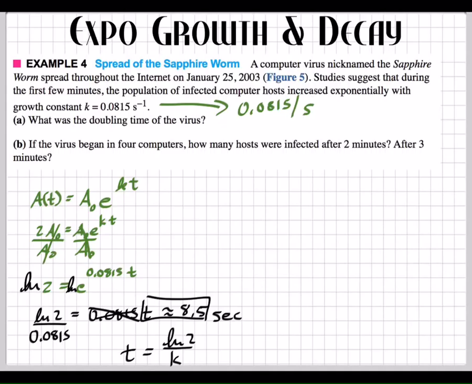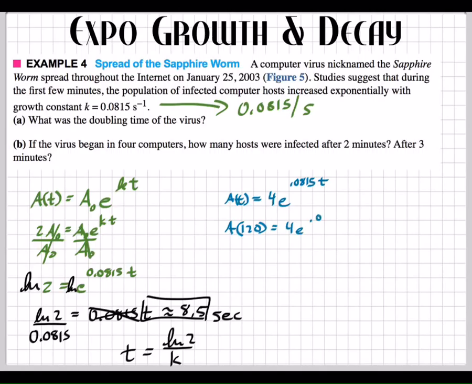What are we going to plug into our function here? Here's our function. Our function is the amount of t, A of t equals the starting amount, which we know is 4 now, times e raised to the 0.0815. That's our constant, and then times t. So what would I plug into t so that I can find out how many hosts were infected after 2 minutes? Would I plug in 2? I'd plug in 120. Why? Because our rate, our constant, is in seconds. It's not in minutes. And so we would say A of 120.